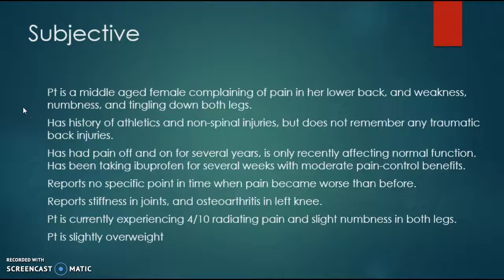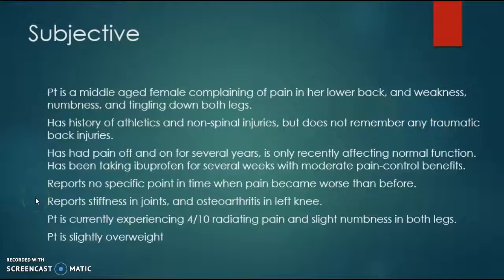The patient is a middle-aged female complaining of pain in her lower back and weakness, numbness, and tingling down both legs. The patient has a history of athletics and non-spinal injuries, but does not remember any traumatic back injuries. The patient has had pain off and on for several years, but it is only recently affecting her normal function. The patient has been taking ibuprofen for several weeks with moderate pain control benefits. The patient reports no specific point in time when pain became worse than before.